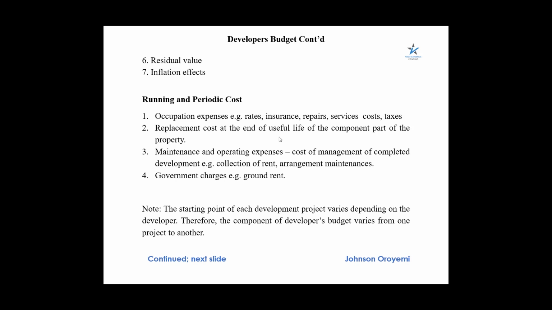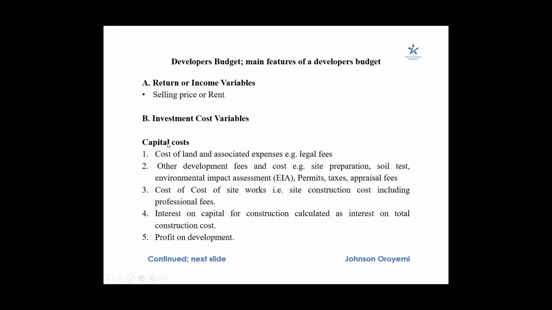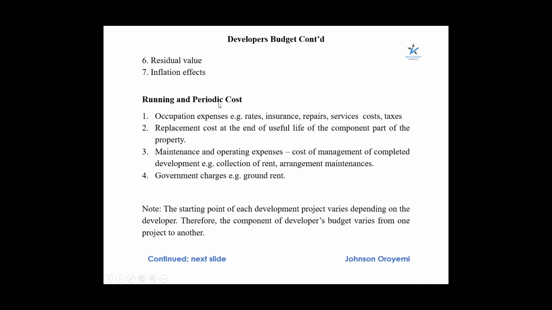Then another expense that falls under running and periodic costs is maintenance and operating costs, which is the cost of management of the completed development, like the cost of collection, the agency fee, collection of rates, arrangements of maintenance and the likes of them. So they go on like that. So for the investment cost variable, like I said, we're not only considering the capital cost, but we are also looking at the running and the periodic cost.